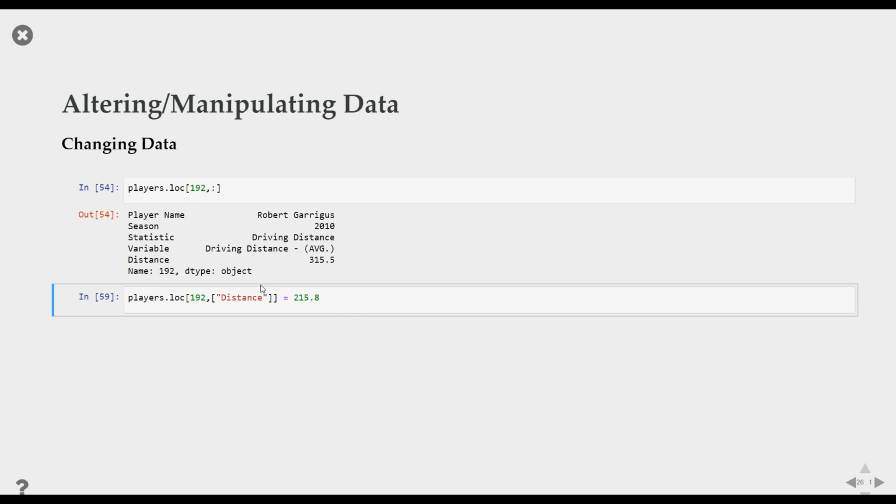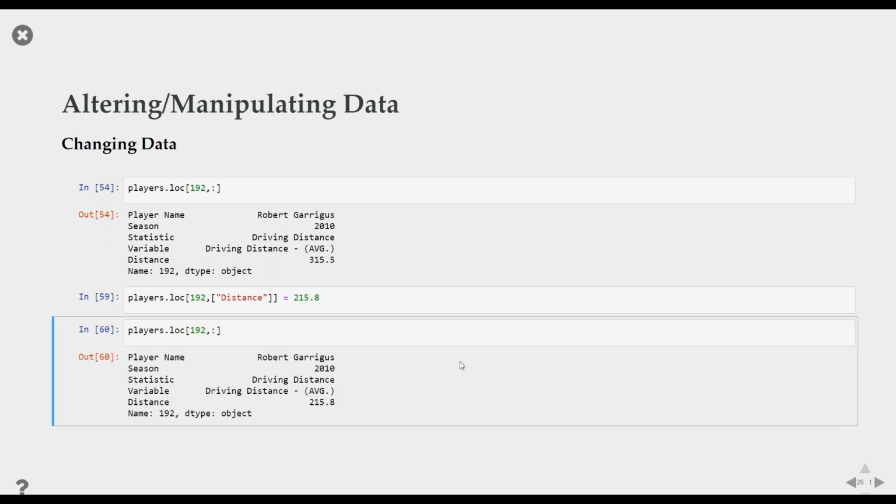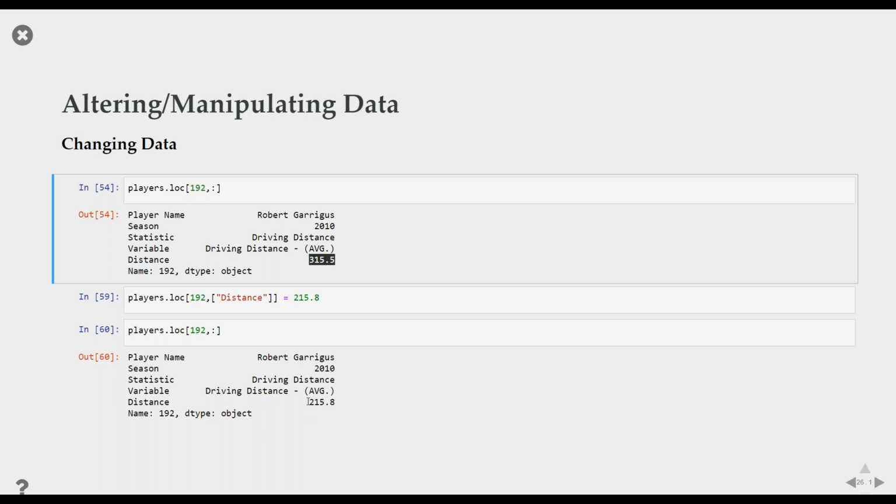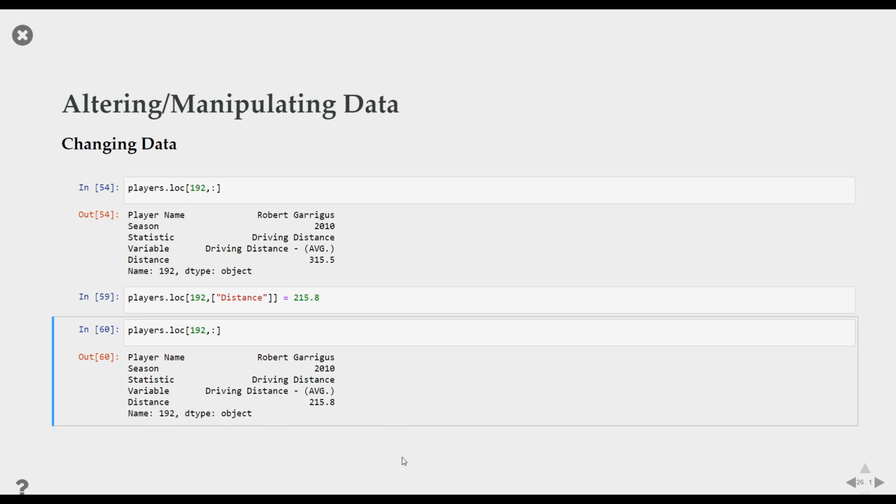So to do an update on the record, I can just tell it, locate record 192 as I did there, but locate the distance column and replace that value with 215.8 yards. So if I go on and do that again afterwards, you can see we've now updated this average driving distance from 315 to 215.8 yards. That's quite easy, isn't it?